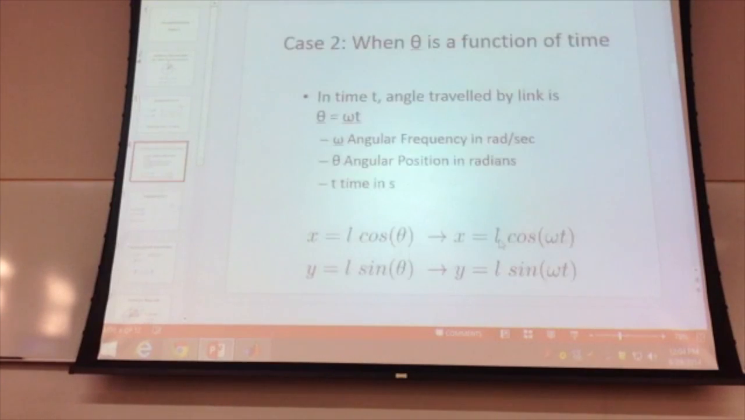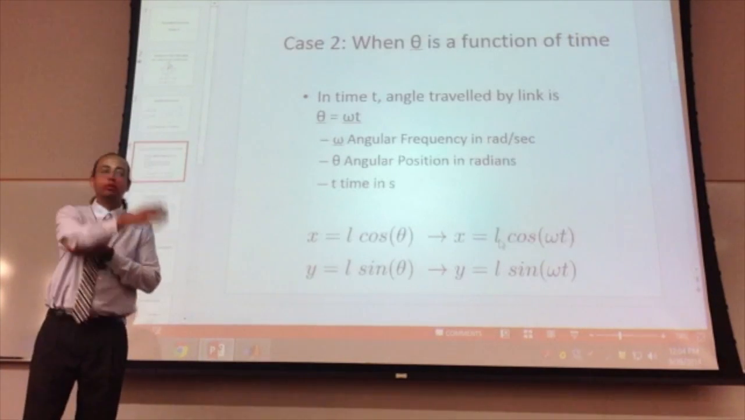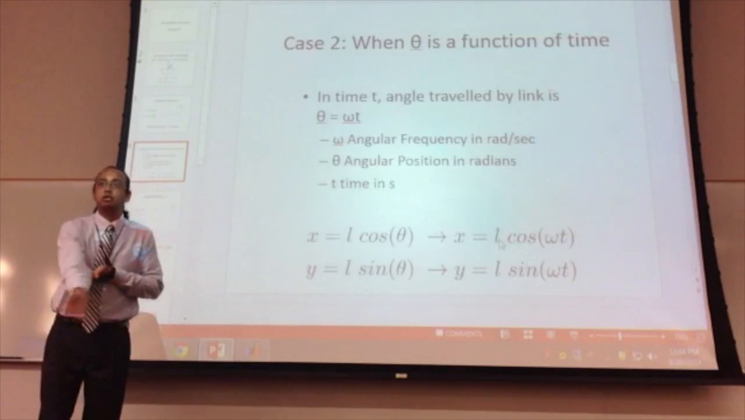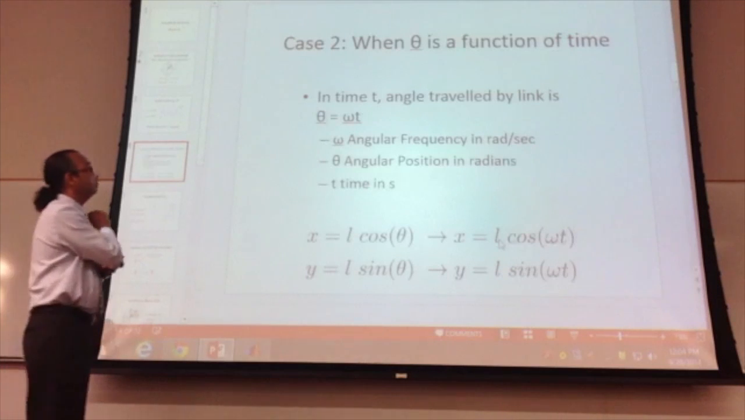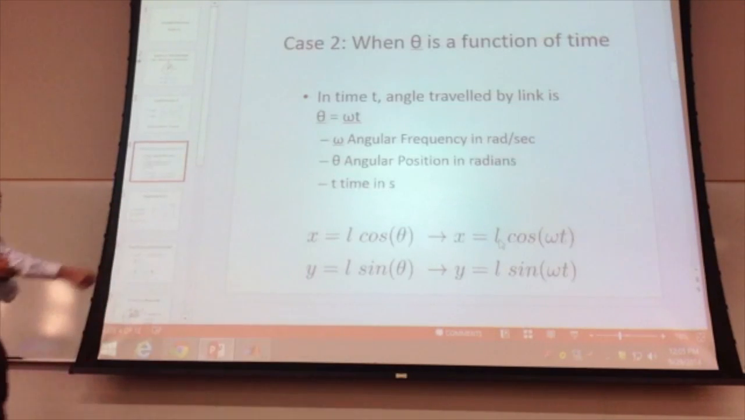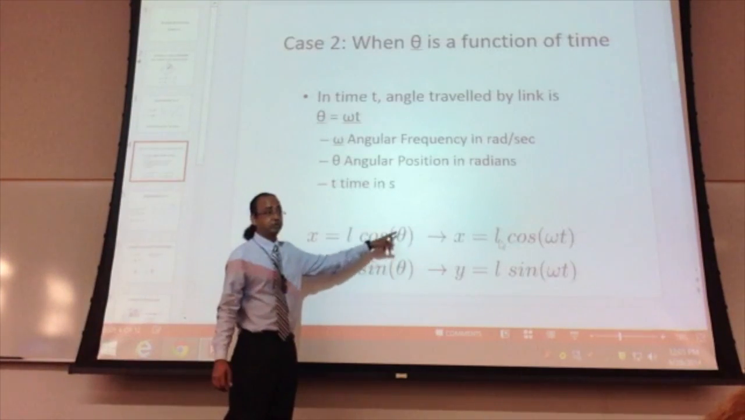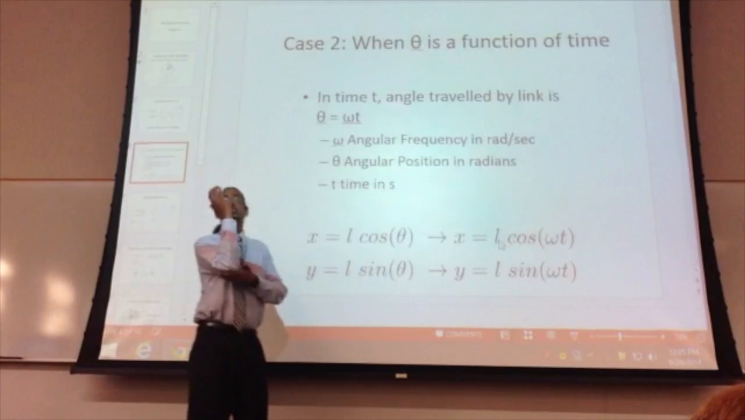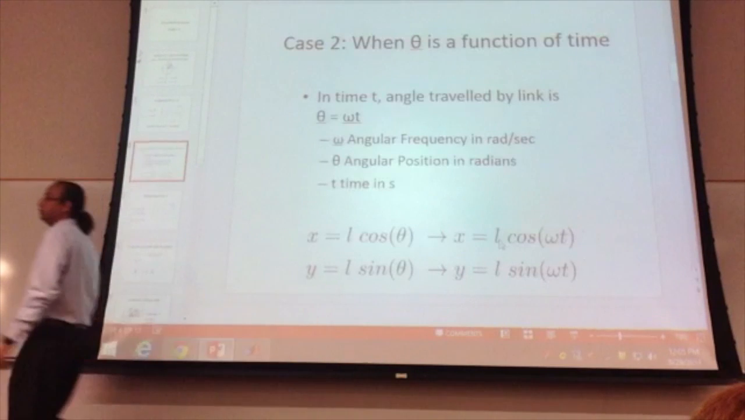Then we saw the next case when, instead of putting it at a certain position, we allow it to go around and around. At what angular velocity do we allow it to go around? That is given by omega, which is the angular velocity in radians per second. Theta is the position, omega is angular velocity. Before, theta was not a function of time, it was a fixed number. Now, since it's changing with time, instead of theta, we insert omega t.